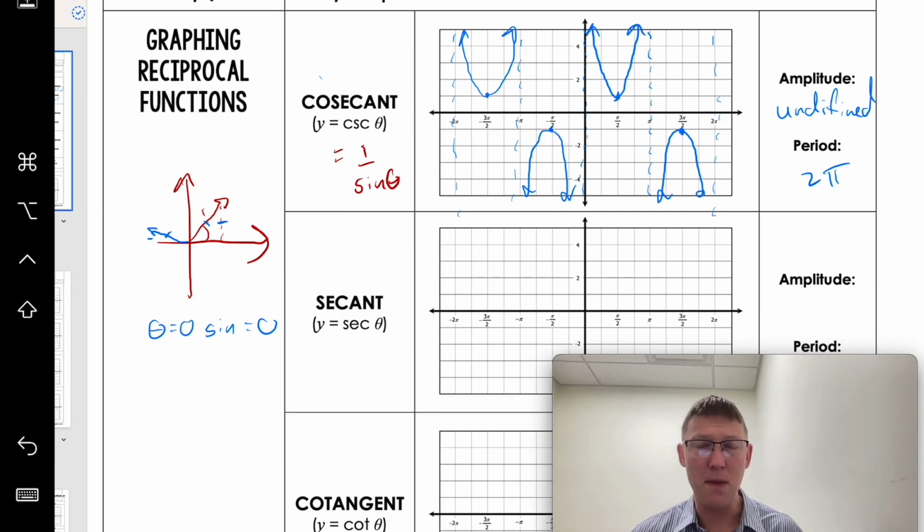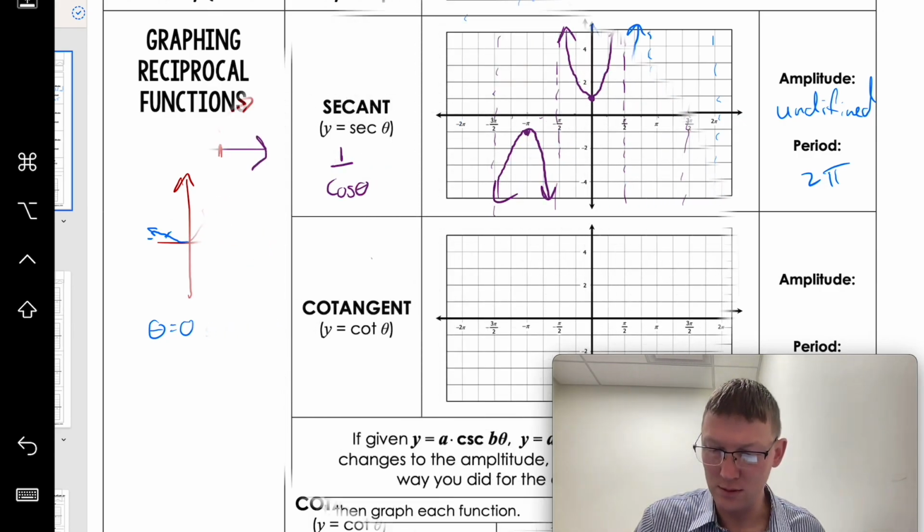So the main steps that I took is that I found known values and I found undefined values, and then I also remembered the general shape of cosecant. So that's how you're going to graph both cosecant and secant. So let's try secant, and we'll see how it goes.